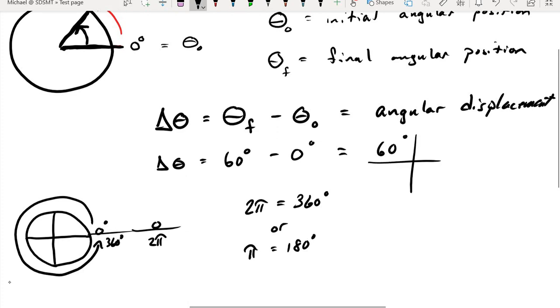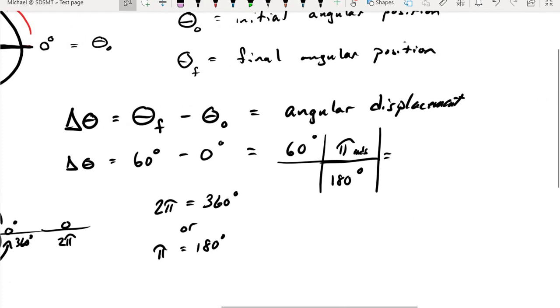So what we want to do is take what we have for our angle and convert it to radians. Now I already have degrees on the top of our ratio here, so I need to eliminate the unit of degrees. I'm going to place the 180 in the bottom, and then the pi radians will go into the top.